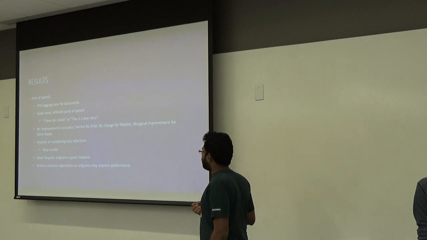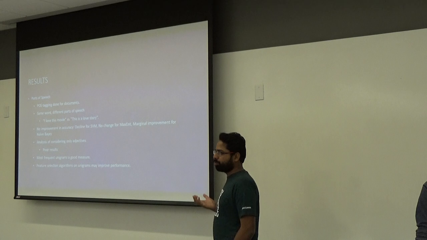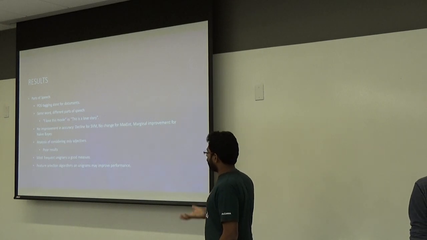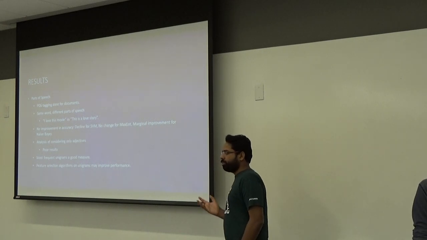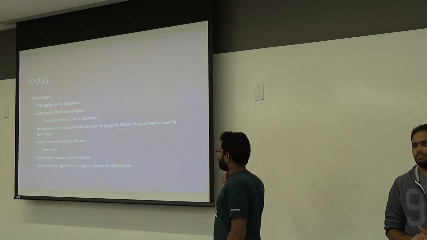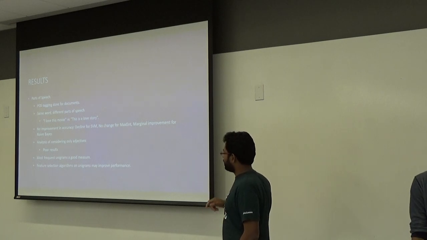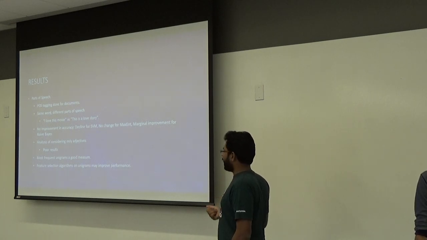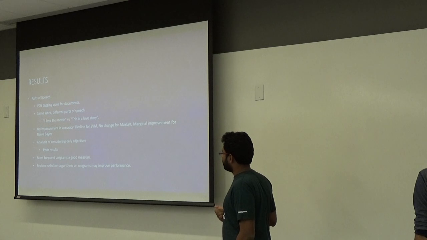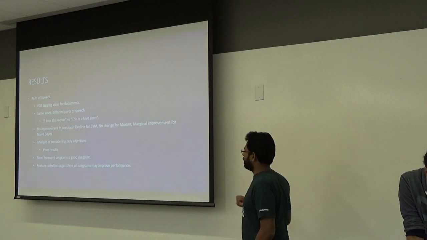Then again, with parts of speech, you have certain part of speech tagging done for documents. So for example, you have, I love this movie, this is a love story. How can we categorize these two different types of sentences? They have tried approaching this, taking it into account and seeing the accuracy improvement. Again, there is no improvement in the accuracy. There is a decline for SVM, no change for maximum entropy, but marginal improvement for naive Bayes.